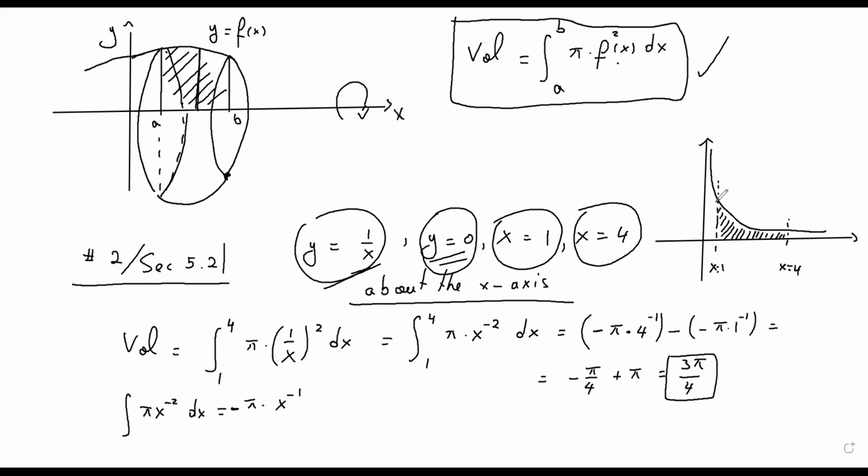Now, when you rotate above the x-axis, you will get something like this, folks. So you will get this solid over here, which really looks like a trumpet, if you want. So you're calculating the volume of this particular trumpet. That's the calculation that you're doing there.